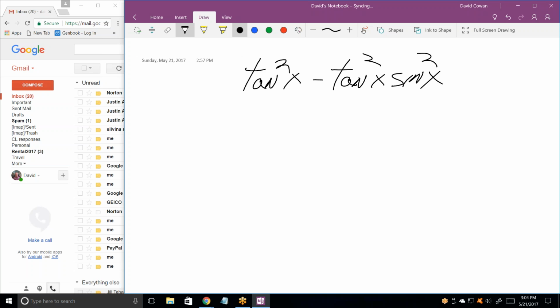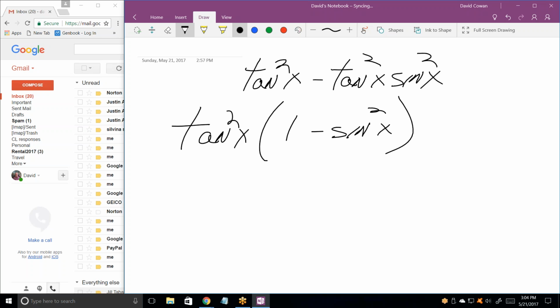Whenever you see an expression that has the same thing in both terms, what should you think of? Sine and cosine? Factoring. Oh, factoring. Okay. I see a tan squared there, and I see a tan squared there. I'm thinking that if I factor that tan squared out, I'm going to get somewhere. Tan squared. Notice what I have left. Oh, I see. That equals 1 minus cosine squared. Yeah. So that becomes tan squared x cosine squared.